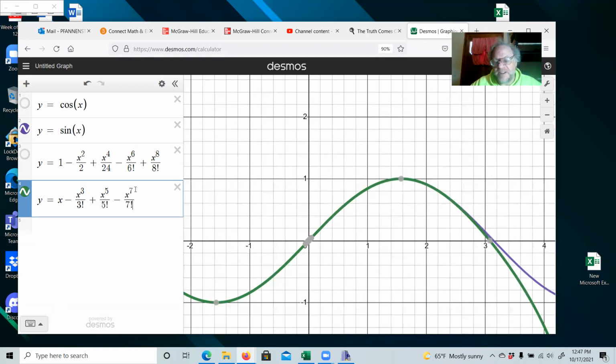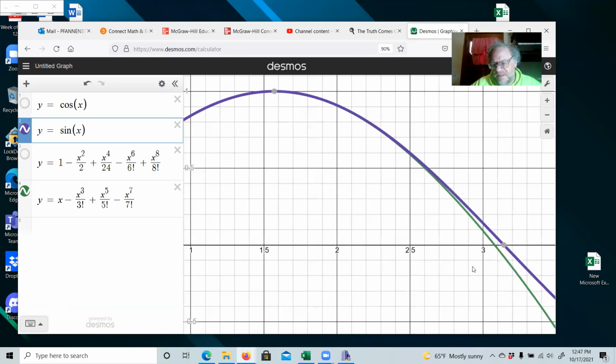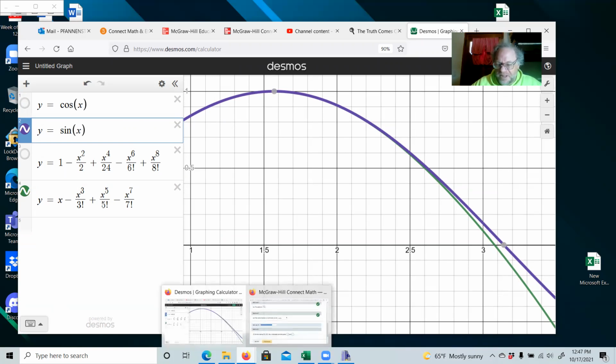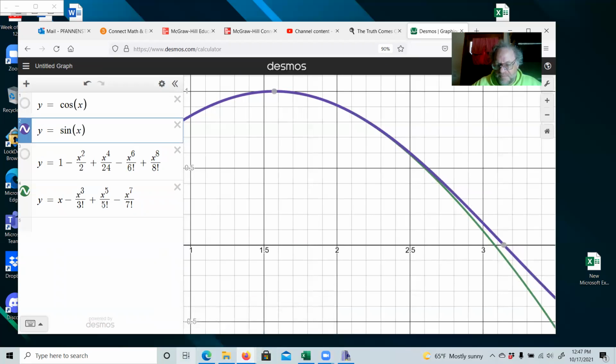So if we need to say, well, we only need to be this good. Once we get to about up here, it's not so good. I had to go out 4 terms for this. So certainly we're a bit more off when we get out here. These two are a bit different. So that's what we use when we want to approximate.